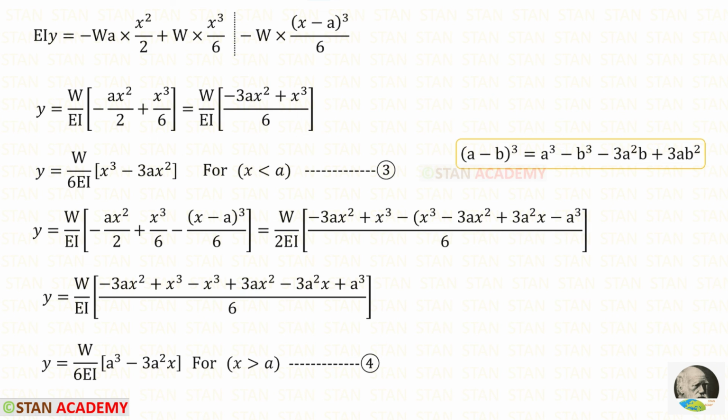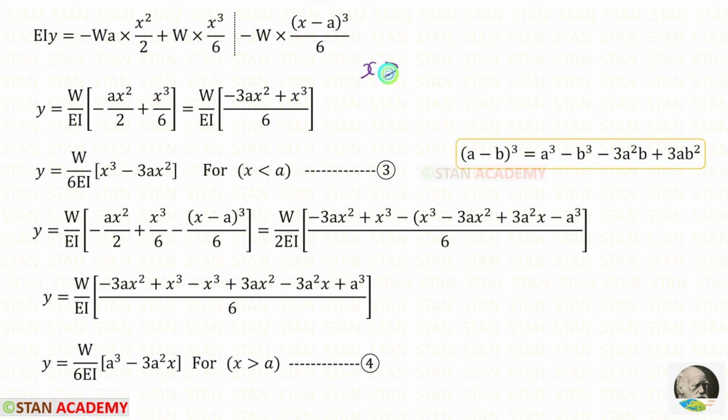Now let us take the deflection equation. To find the deflection when x is less than a, we have to only take this. We should not consider this. We can take W outside. For these two terms, we can take LCM as 6. This is the equation to find the deflection when x is less than a. Let us keep this equation as number 3.